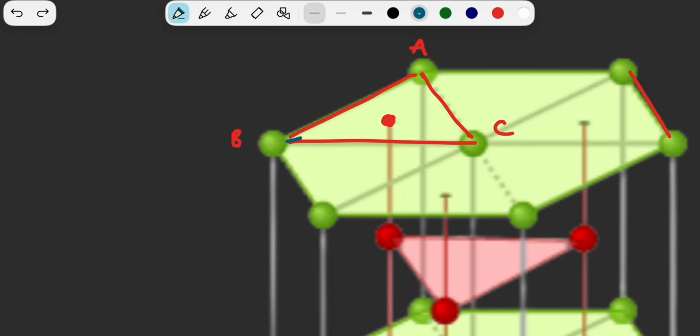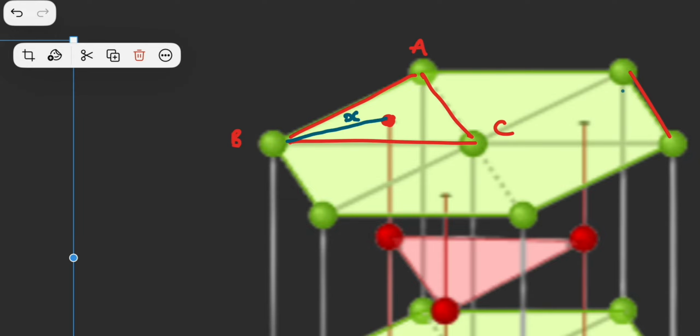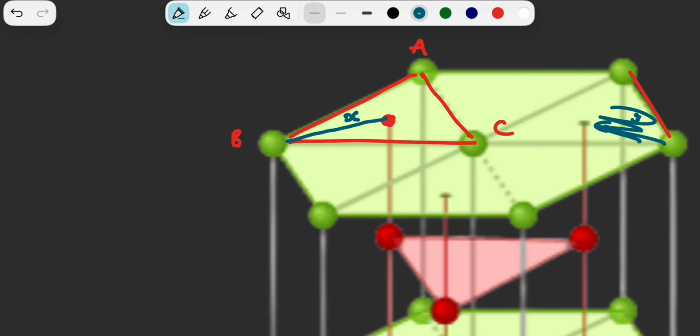I'm going to call that distance x, right? So the distance from one corner atom towards the center. You can do this at any point. You can even do it at this, right? The distance from this corner atom towards the center can still be x. It doesn't matter where you do it.